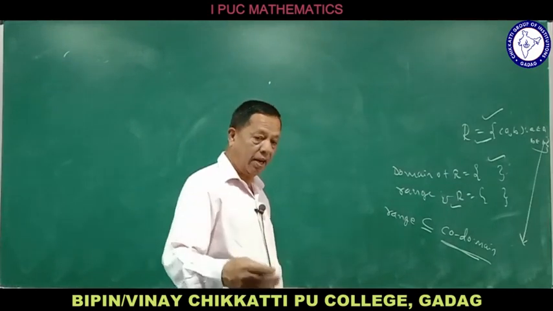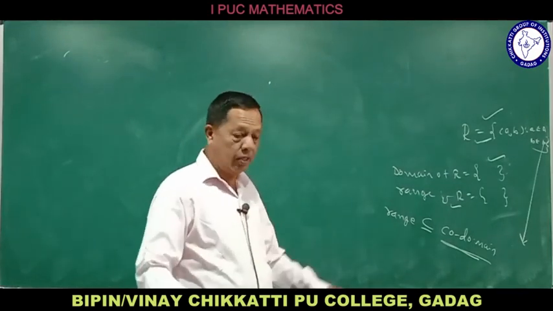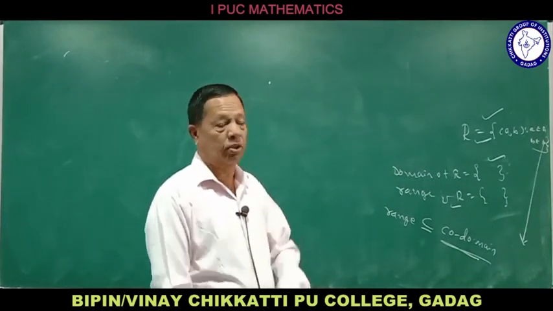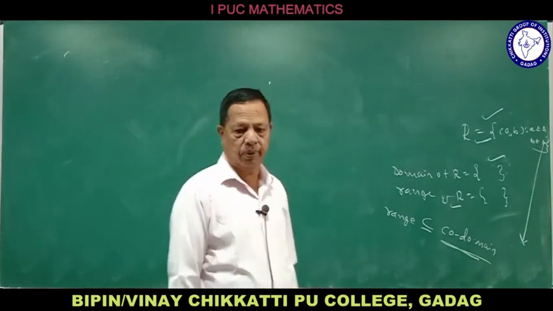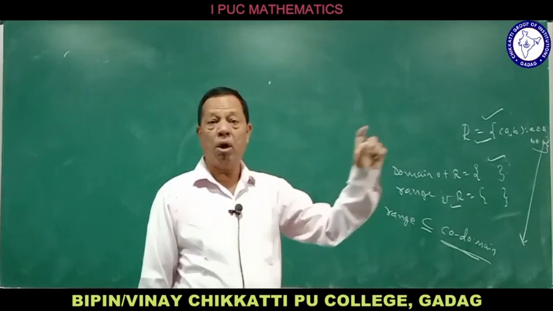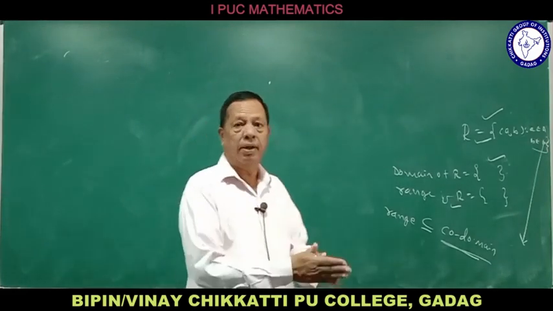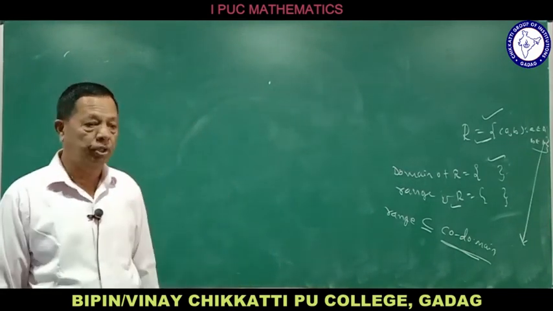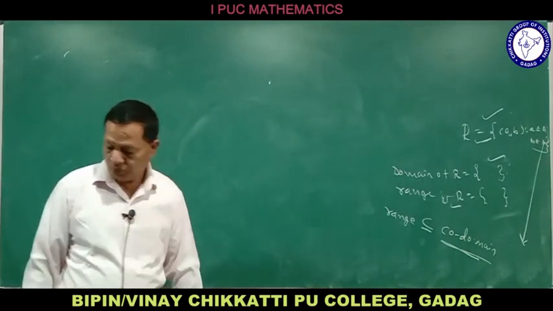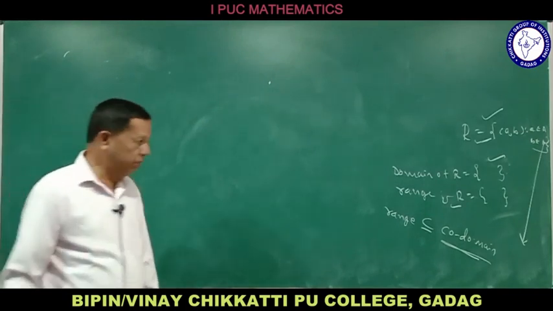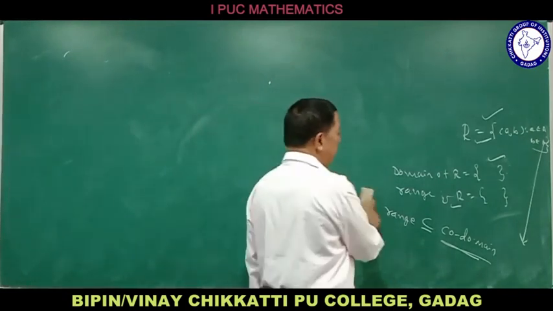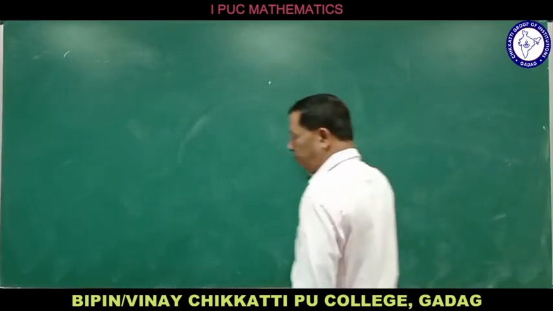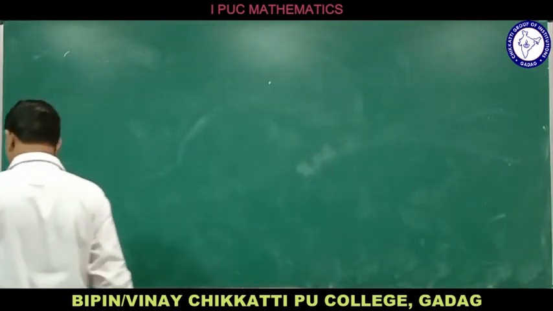Images means those which are related to the first element. And it doesn't mean that all the elements in set B are related there. So the whole set is called the codomain, and those having the relation from set A to set B is called the range. So we have the range of the relation, the domain of the relation, and the codomain, that whole set B is called the codomain.